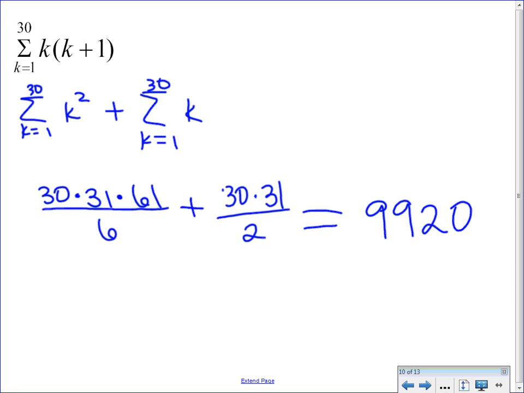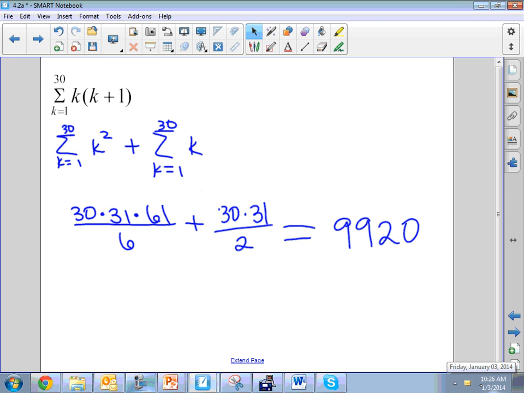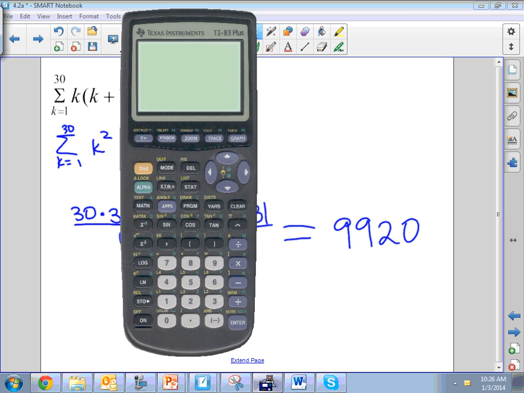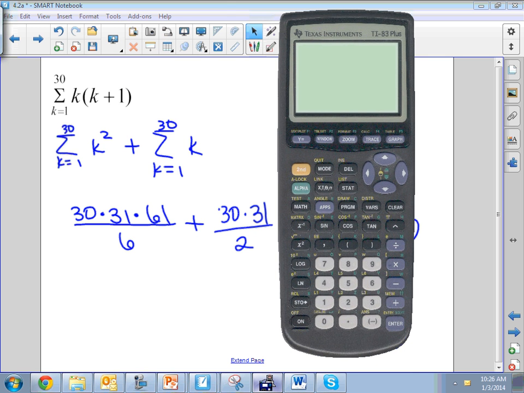Alright. Now let me teach you how to do this on your calculator. Okay. I got it. How many of you have 83s? Okay. First of all, if you have an 84, you can go to math and arrow down. It is on your 84. You want to go to 0.